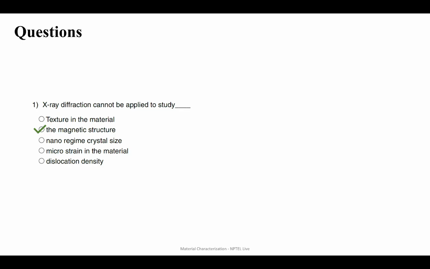So the correct answer to this is magnetic structure. We just studied that we can use X-ray to determine the texture in the material. We can look at the nano regime crystallite size. We can also study the microstrain in the sample, and we can also study dislocation density, which can be done using phase analysis.